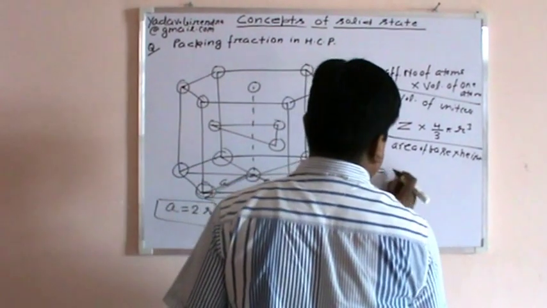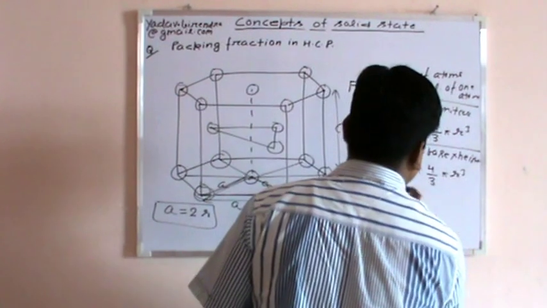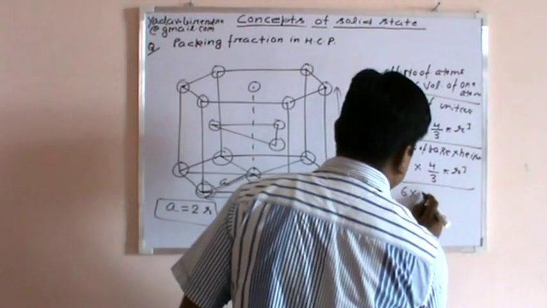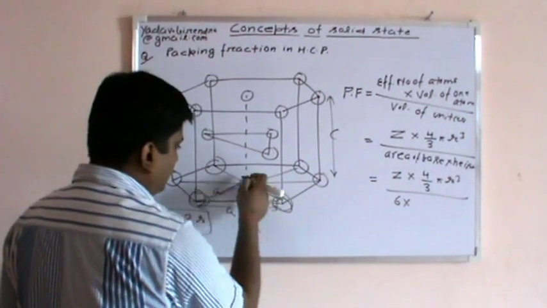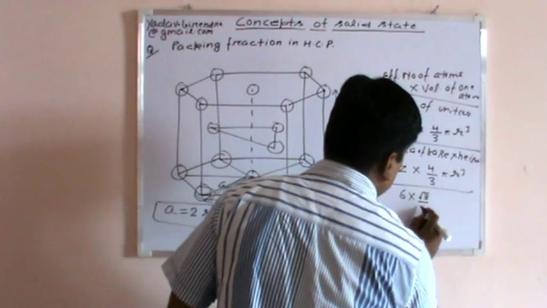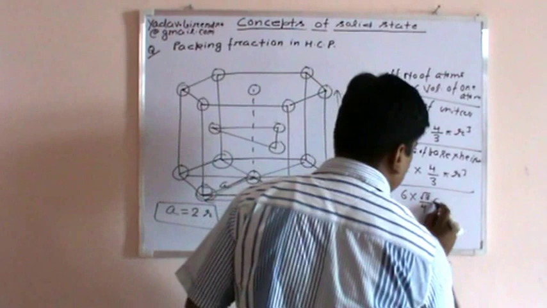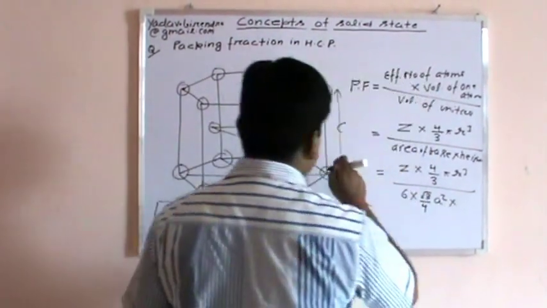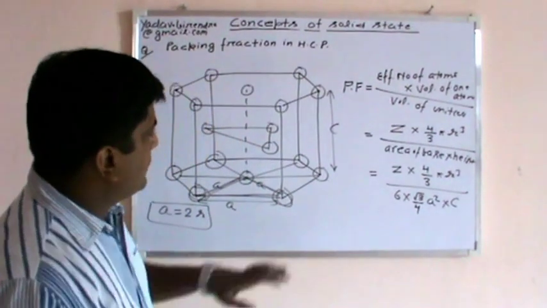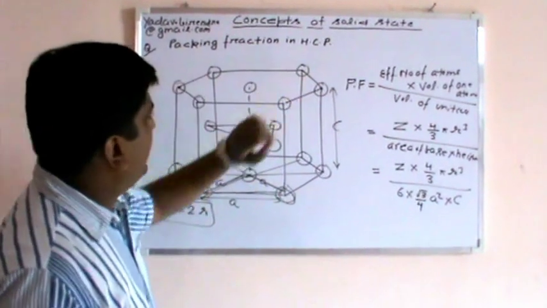So this can be written as Z into 4 by 3 pi r cube upon area of the base, which will be 6 into area of one equilateral triangle. So the area of the equilateral triangle will be root 3 by 4 and the side is A, so it will be A square into height here is C. So this is the final packing fraction formula for HCP.